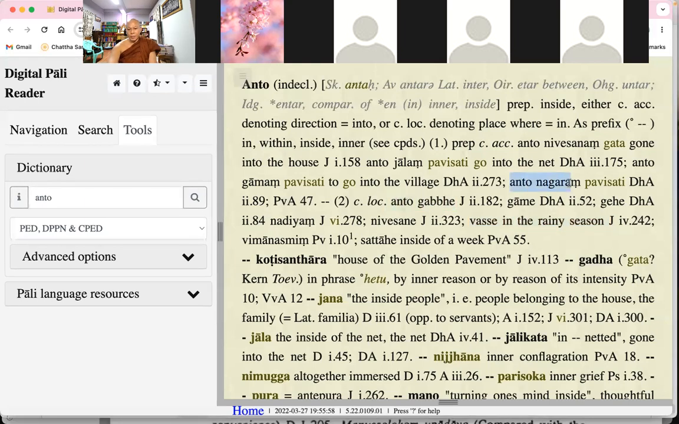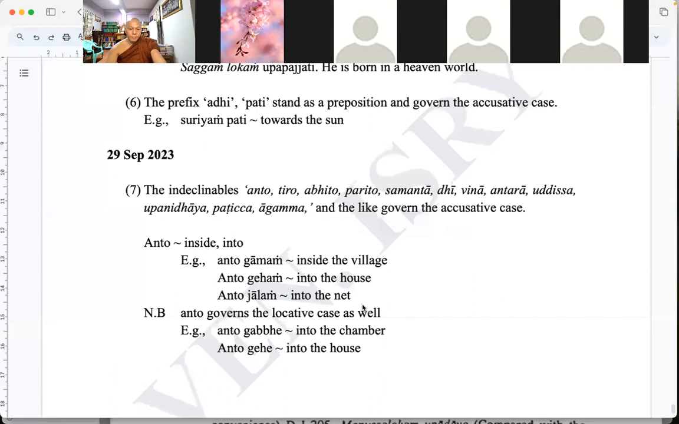So here, ando negare, ando negare also. So ando can be ando gihi, and ando nadiya, inside the river, into the river. Ando niwisani, so into the dwelling place. Ando wisi, in the rainy season, or within the rainy season. So ando sadahi, inside of a week, you see. So in this way, two cases can be this.